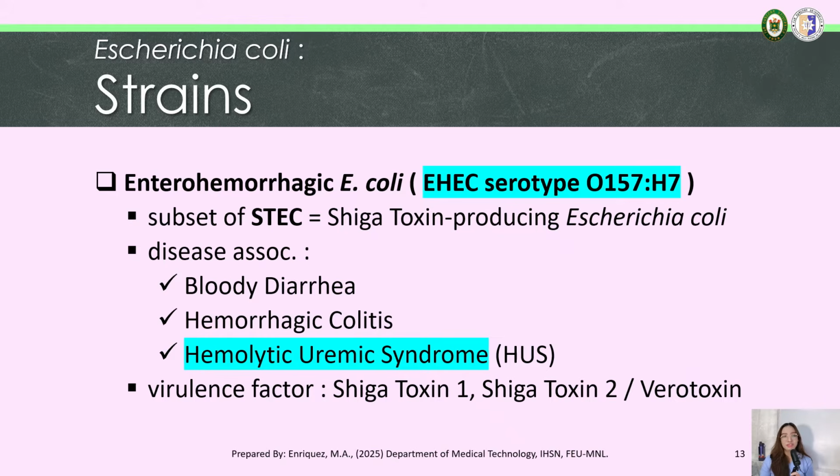All right, so that is for the enterohemorrhagic E. coli O157:H7. Now, this one is a subset of the STEC or the Shiga toxin producing Escherichia coli. Kaya po, ayun no, nabanggit natin kanina, its virulence factors are the Shiga toxin 1 and Shiga toxin 2. Again, that is the EHEC serotype O157:H7.